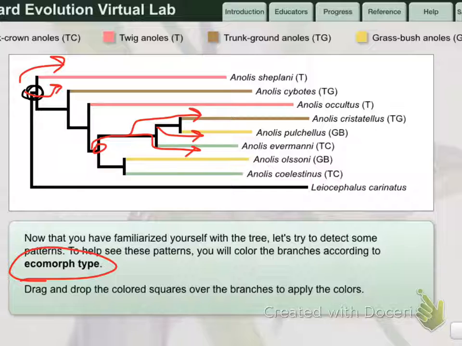What does eco reference? Nature, we think of it in terms of nature. Ecosystem, ecology. Ecomorphs have shapes or forms that have evolved to fit their ecosystem. Their form is driven by the ecosystem they live in.